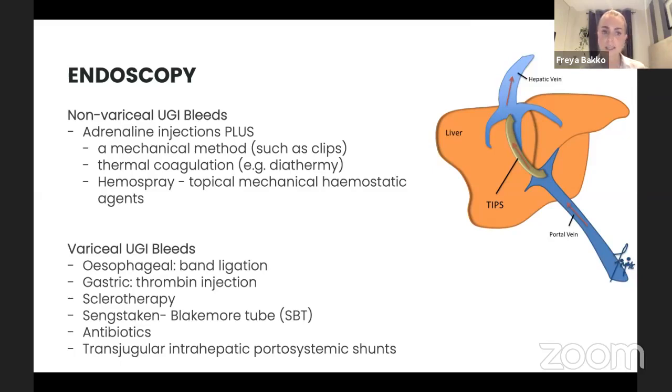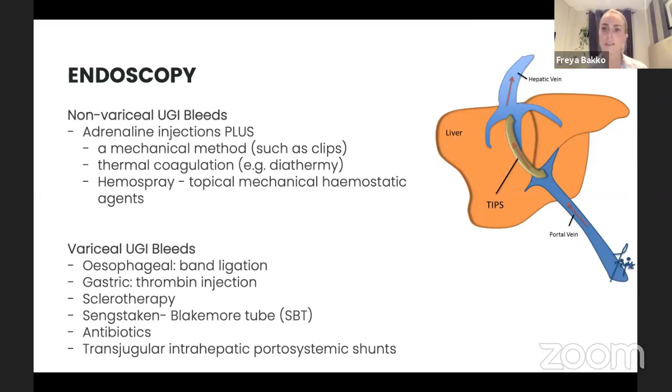For variceal bleeds, first line treatment is band ligation of the esophageal varices. And for gastric varices, usually is managed with thrombin injections. Sclerotherapy is sometimes also used, and if this is unsuccessful, we might insert a Sengstaken-Blakemore tube, which is essentially a balloon that's blown up and compresses the site of bleeding to stop bleeding.